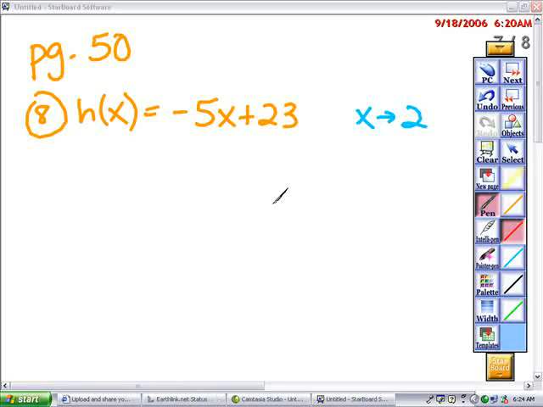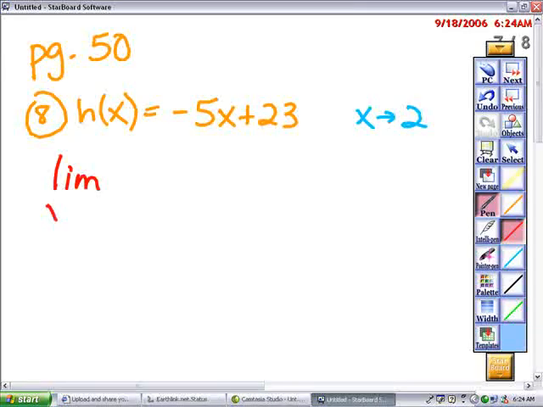Today we're going to talk about two different ways that we can evaluate limits. And I'm going to start by looking at problem number 8 on page 50. This is a linear equation, and we're asked to evaluate the limit as x approaches 2.